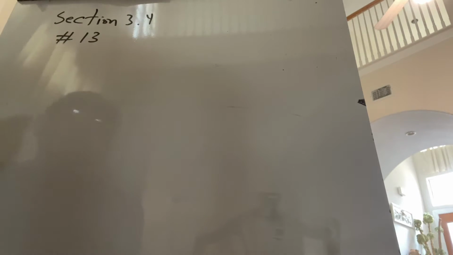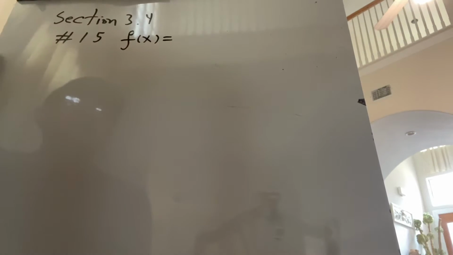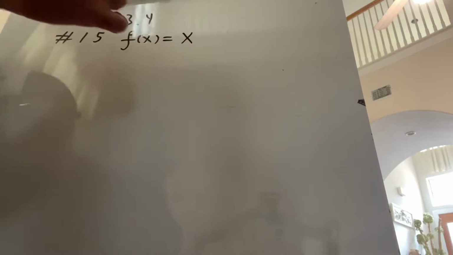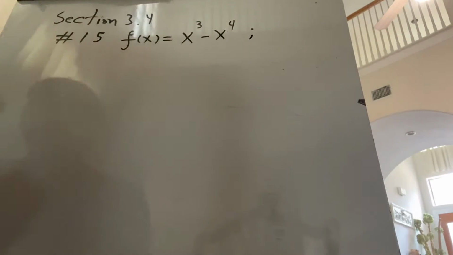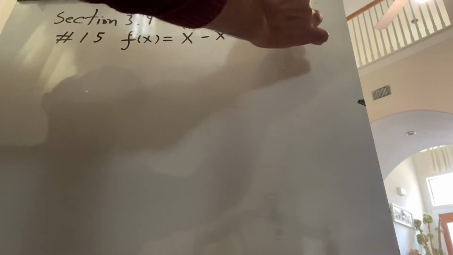Hi guys, another question from section 3.4. It was number 15. So again, don't forget the same question. We do have to look for the absolute maximum and absolute minimum of this function over the given closed interval. In this case, in number 15, our function f of x happened to be x cubed minus x to the 4th. And of course the interval that we are restricted by is the interval -1 to 1.